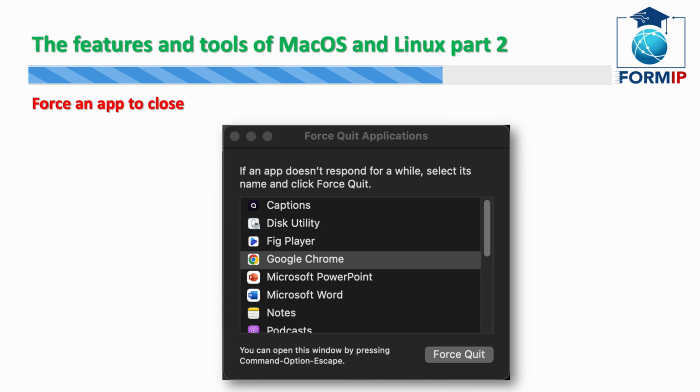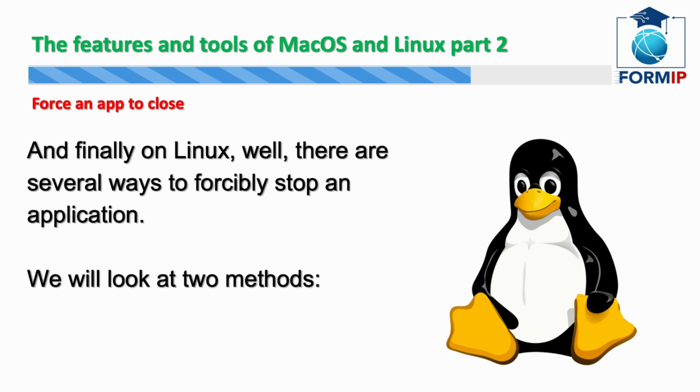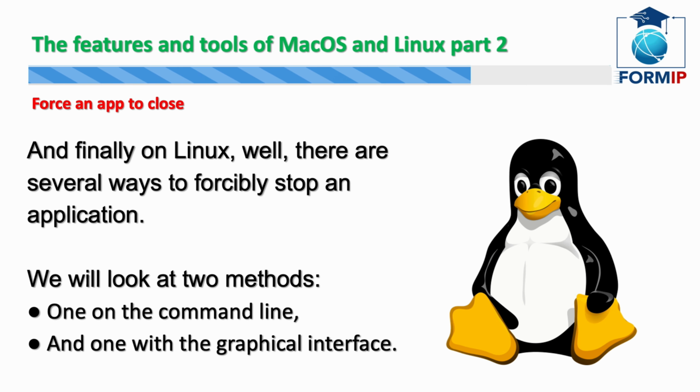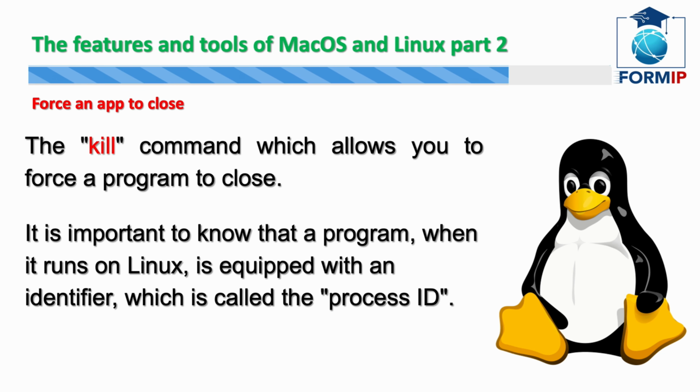And finally, on Linux, there are several ways to forcibly stop an application. We will look at two methods, one on the command line and one with the graphical interface. Let's start with the kill command that allows you to force a program to close. It is important to know that a program, when it runs on Linux, is provided with an identifier, which is called the process ID.